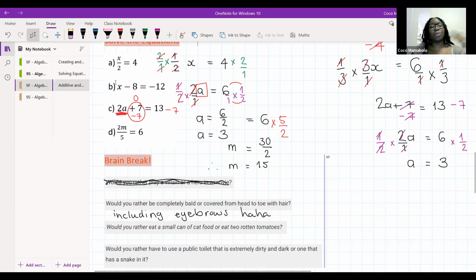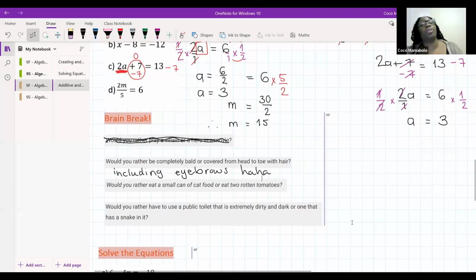But imagine for the dudes in the room. Hi, Umulemo. Ma'am, are we doing number 2 or number 3? We're doing number 2, but you can do number 3 if you would like. Also, tell me. Ma'am, would you rather eat a small can of cat food or 2 rotten tomatoes? See, I'm telling you, I'd rather die. Which one would you choose? Cat food or rotten tomatoes?